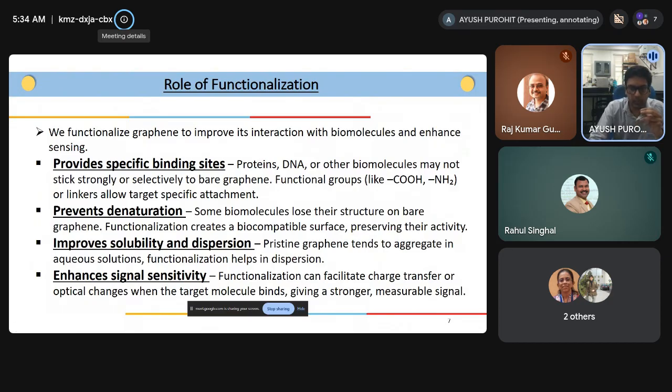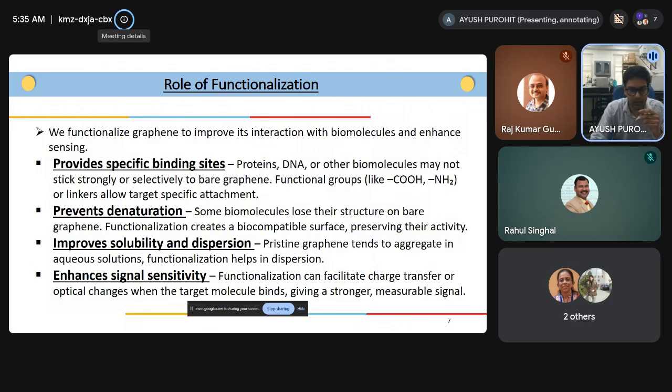By functionalizing the graphene sheet, we can use it for sensor application and for biosensor application as well. So what is the role of functionalization in this work? It provides specific binding. If we functionalize the graphene sheet with a particular group, then it will trap a particular thing, not other unnecessary elements. It provides denaturation and improves solubility and dispersibility in the solvent as well.